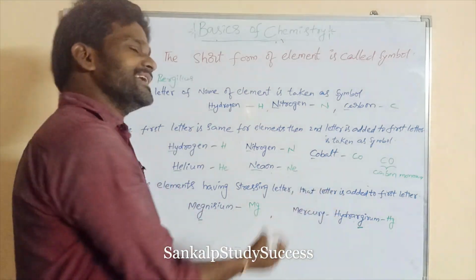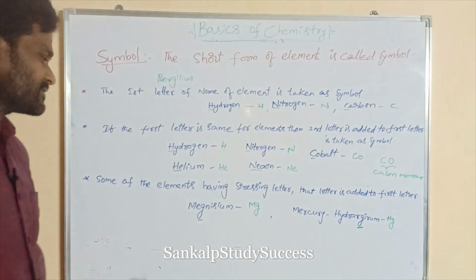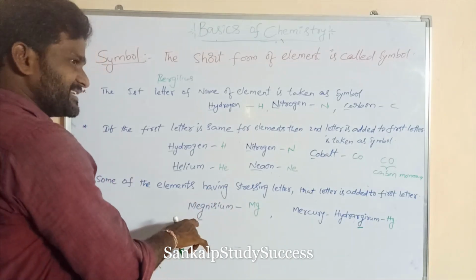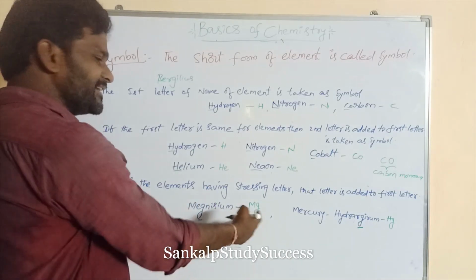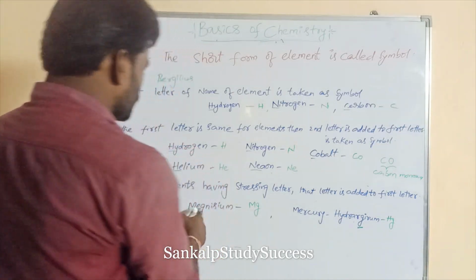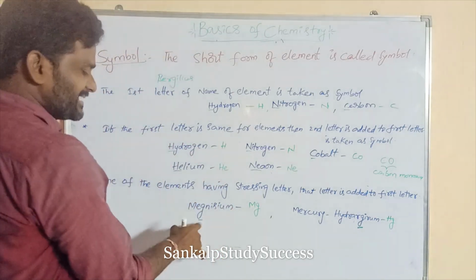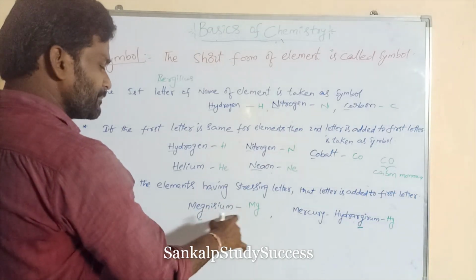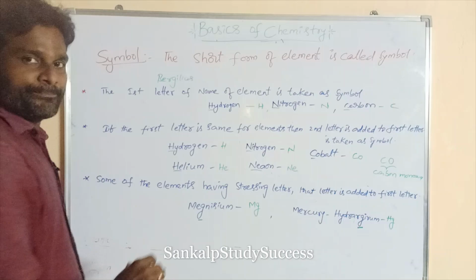Next, some of the elements have a stressing letter. So that stressing letter is added to the first letter. For example, magnesium: here G is the stressing letter. So that is added to the first letter. So here the symbol of magnesium is Mg.